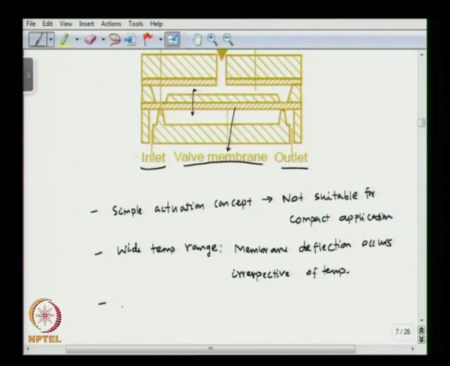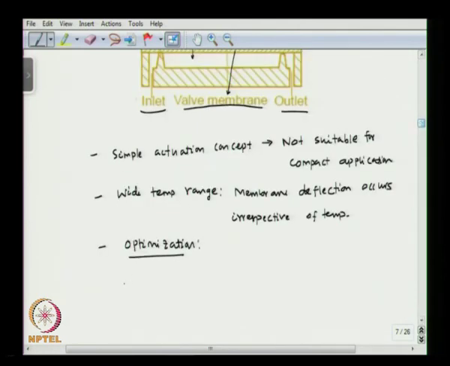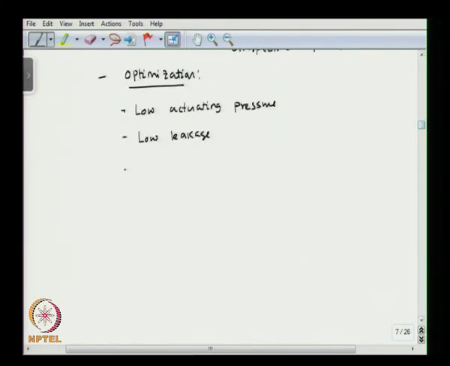And the pneumatic microvalve should be optimized. So, the optimization criteria: we should try for low actuating pressure, that should be one design goal, and we should try for low leakage, and we should also try for low spring constant of the membrane.